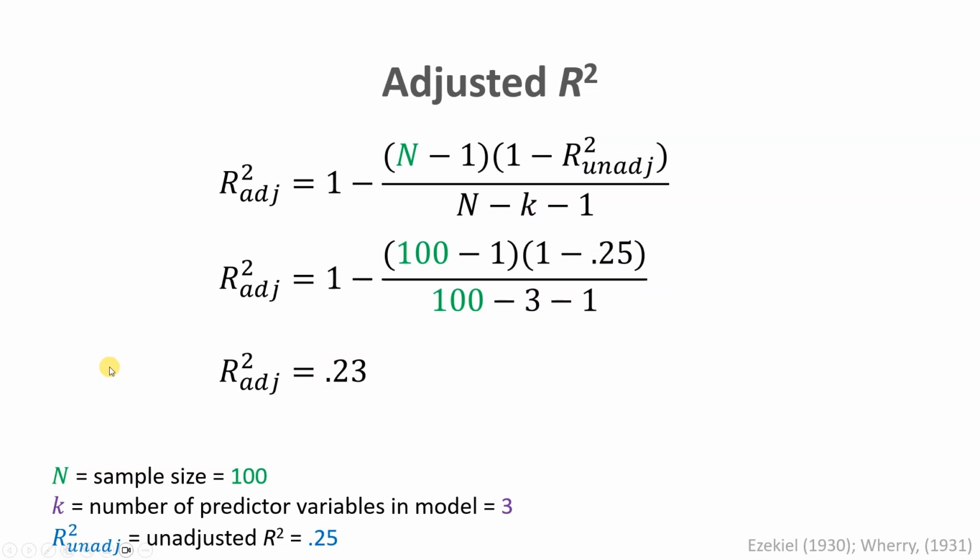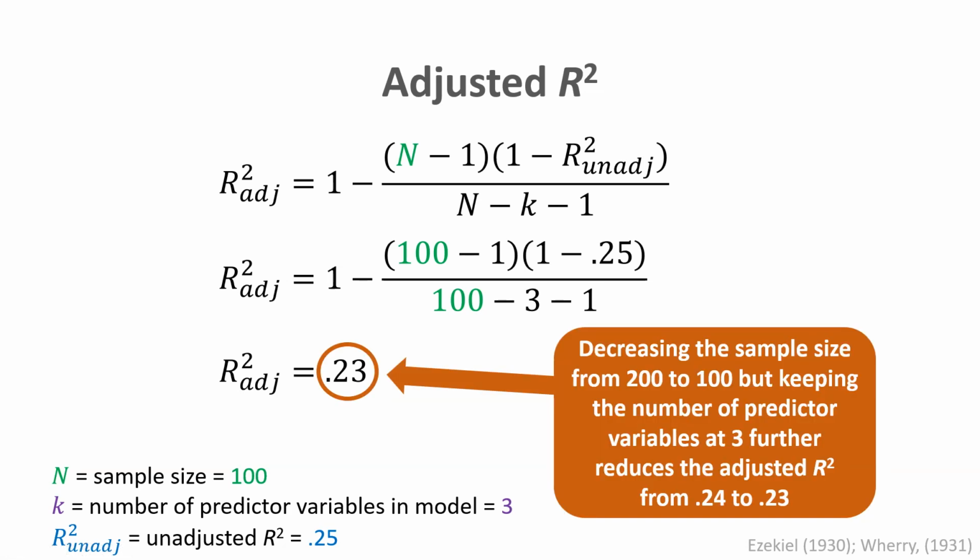Now let's see what happens when we take that initial sample size and decrease it from 200 to 100. You can see I've replaced that in the formula, but we keep the number of predictor variables in the model constant, the same at 3. Here you can see that the R squared adjusted value decreases further from 0.24 to 0.23 when we decrease the sample size from 200 to 100, but keep the number of predictor variables at 3. So again, this is illustrating the idea that as our sample size decreases, we are penalizing or shrinking the amount of variance that we would explain with the model. In other words, the R squared value.